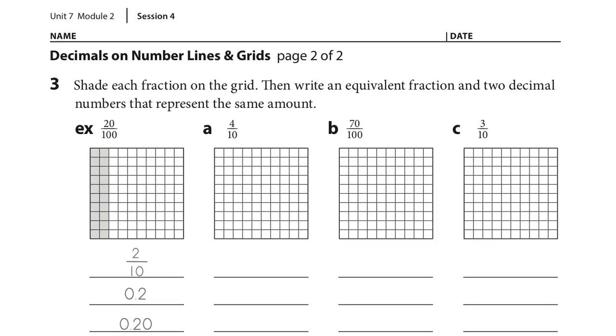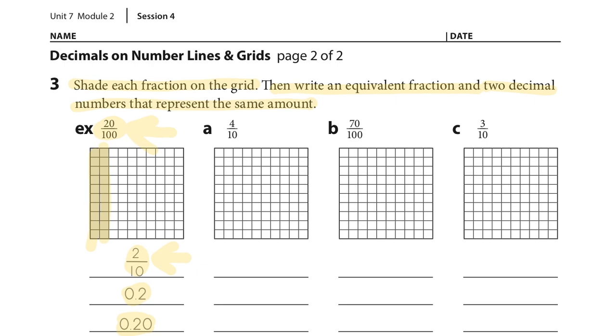Here on the second page, it's similar, but look at the little difference here. It says, shade each fraction on the grid. That's step 1. Then write an equivalent fraction and 2 decimal numbers that represent the same amount. So look at this example. It said shade 20 hundredths, and that's what they did. They did 20 of the 100 squares. You could write that as 2 tenths, or you could write it as both of the decimals. This says 2 tenths, which is what it says right here, and this says 20 hundredths, which is what it says there. Oh my goodness, it all matches.